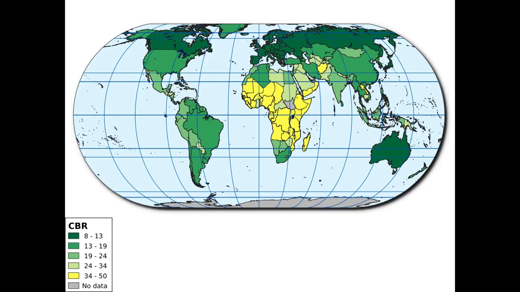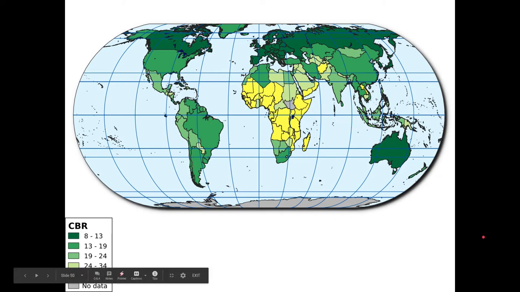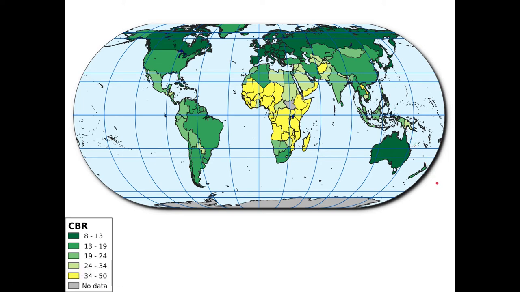Population over time. Crude birth rate. So now, because this is my data and I made this map, now we'll get some better numbers. So 8 to 13 is the lowest level of crude birth rate, and the highest, down in Africa, is 34 to 50. Total fertility rate, again, is the number of children per woman.